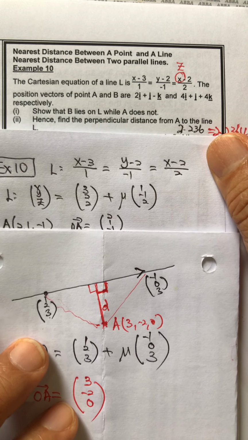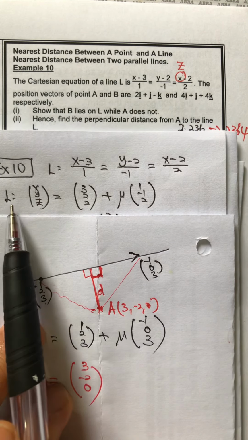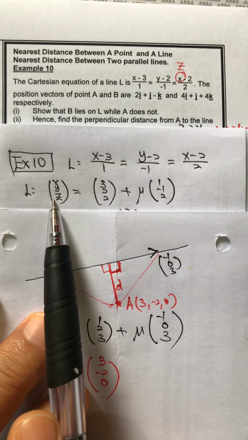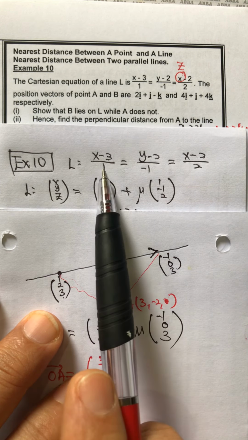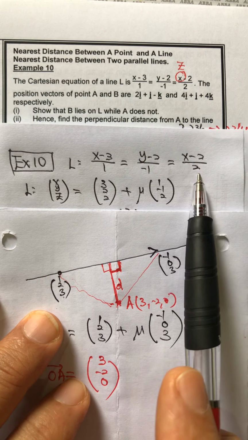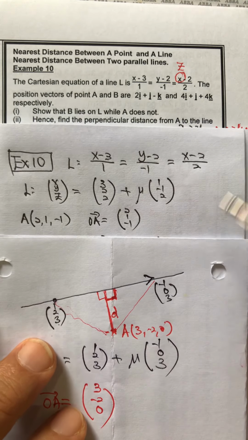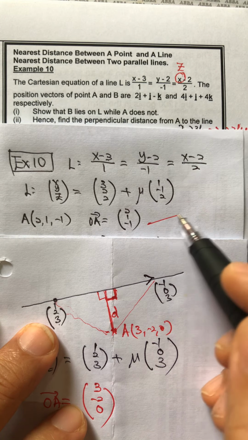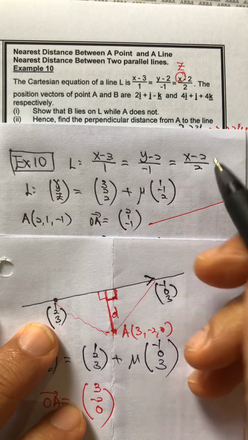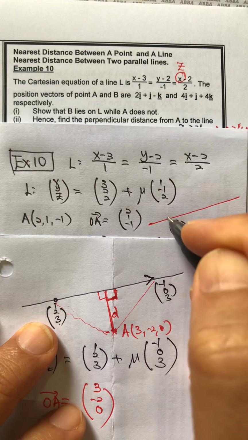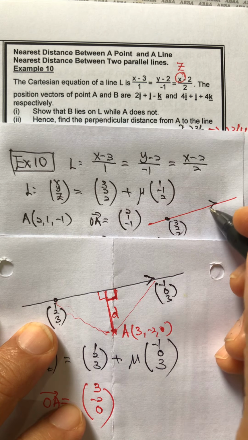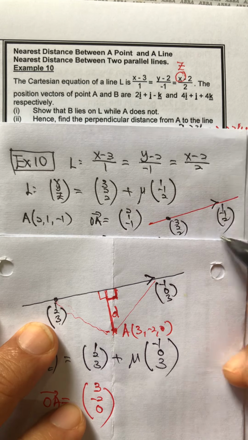So the line can be written like this: XYZ is 3, 2, 2 plus mu, and this is the direction 1, negative 1, 2. So that means we know the line is something like this. I just simply draw a line, and this line passes through the point 3, 2, 2. This is the point, and then the direction is 1, negative 1, 2.